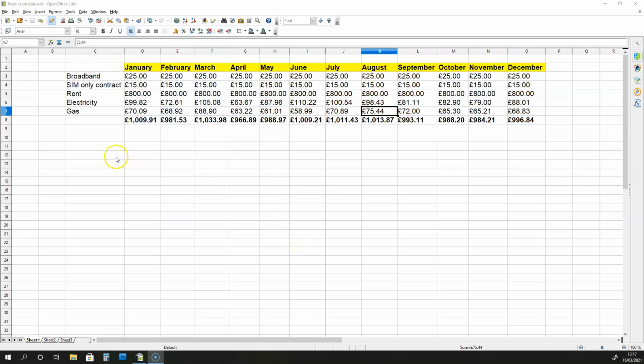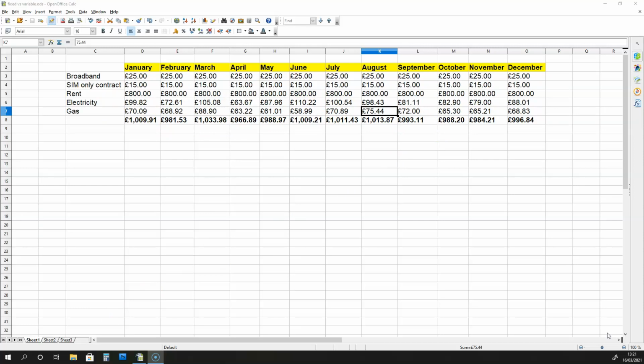Now, variable expenses are expenses that fluctuate over a period of time. Such expenses could be electricity and gas expenses. These will change each month according to what is used, as you can see on this spreadsheet.